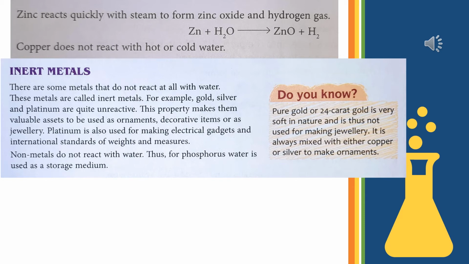So going according to the book, there are some metals that do not react at all with water. These metals are called inert metals. For example, gold, silver and platinum are quite unreactive. This property makes them valuable assets to be used as ornaments, decorative items or as jewelry. Platinum is also used for making electrical gadgets and international standards of weights and measures.